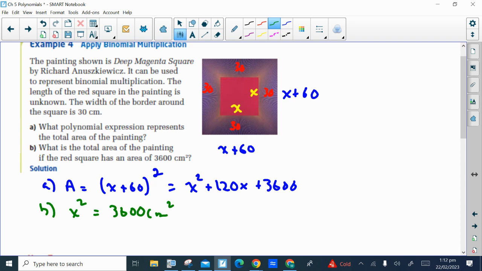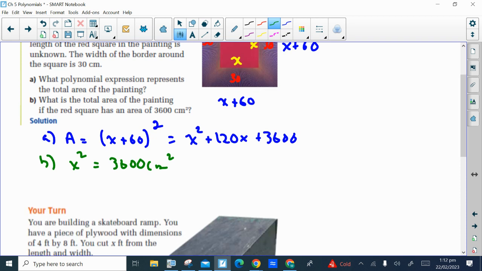What do we do? Can't yet. We have to figure out what x is first. How do we figure out what x is? X squared is 3,600. How do you get rid of this squared up there? What's the opposite of squaring? Yes. And whatever you do to one side, you have to do the same thing to the other.